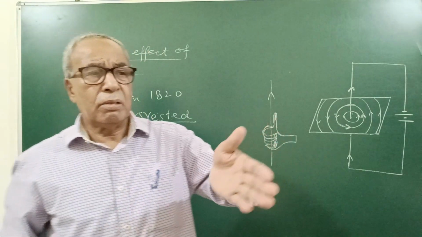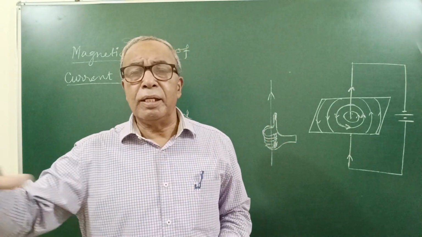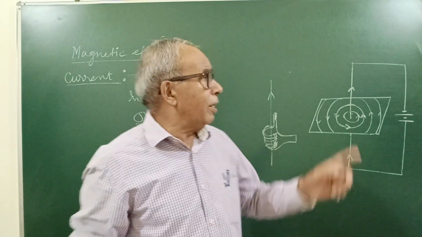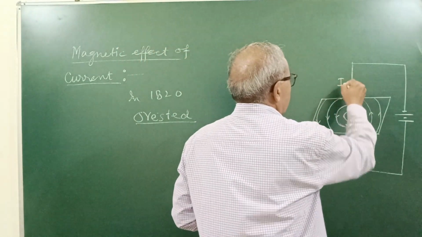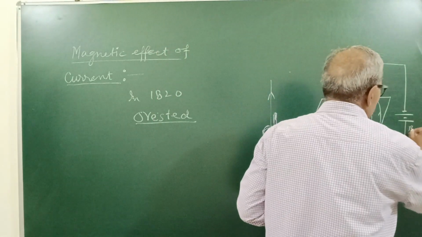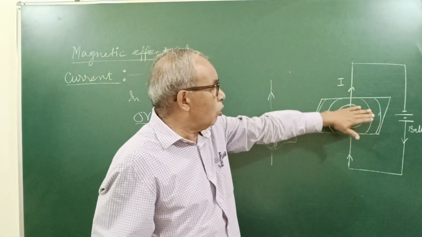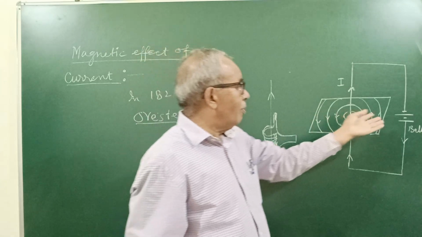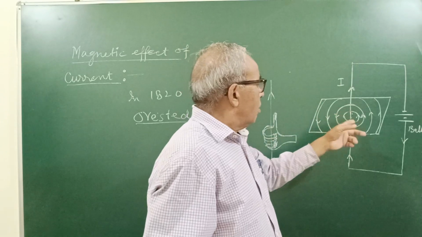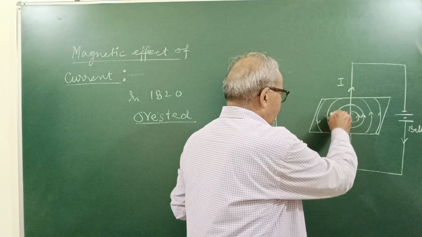If we carry the current horizontally, then the field will be in a vertical plane, like this or like this, depending on the direction of current. Here this figure shows a battery, and from this battery current I is flowing through this conductor, which is normal to this board. It is simply a white paper placed on the board, and current is passing normally. These arrows I have put from memory.